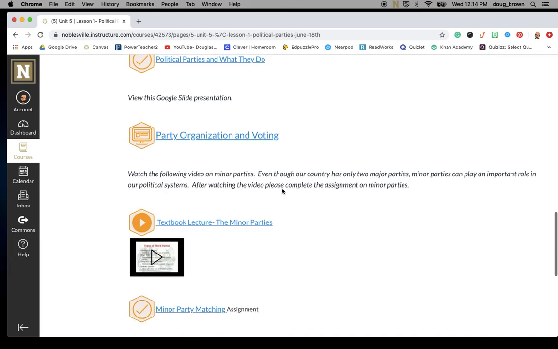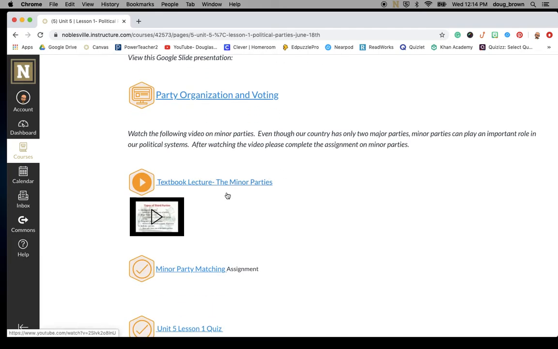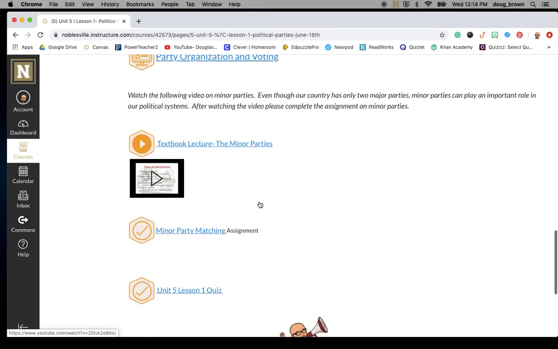And then take a look at the minor parties. We have more than just the 2 big parties here in the United States, the Republicans and Democrats. There are many, many, many other smaller minor parties, okay?